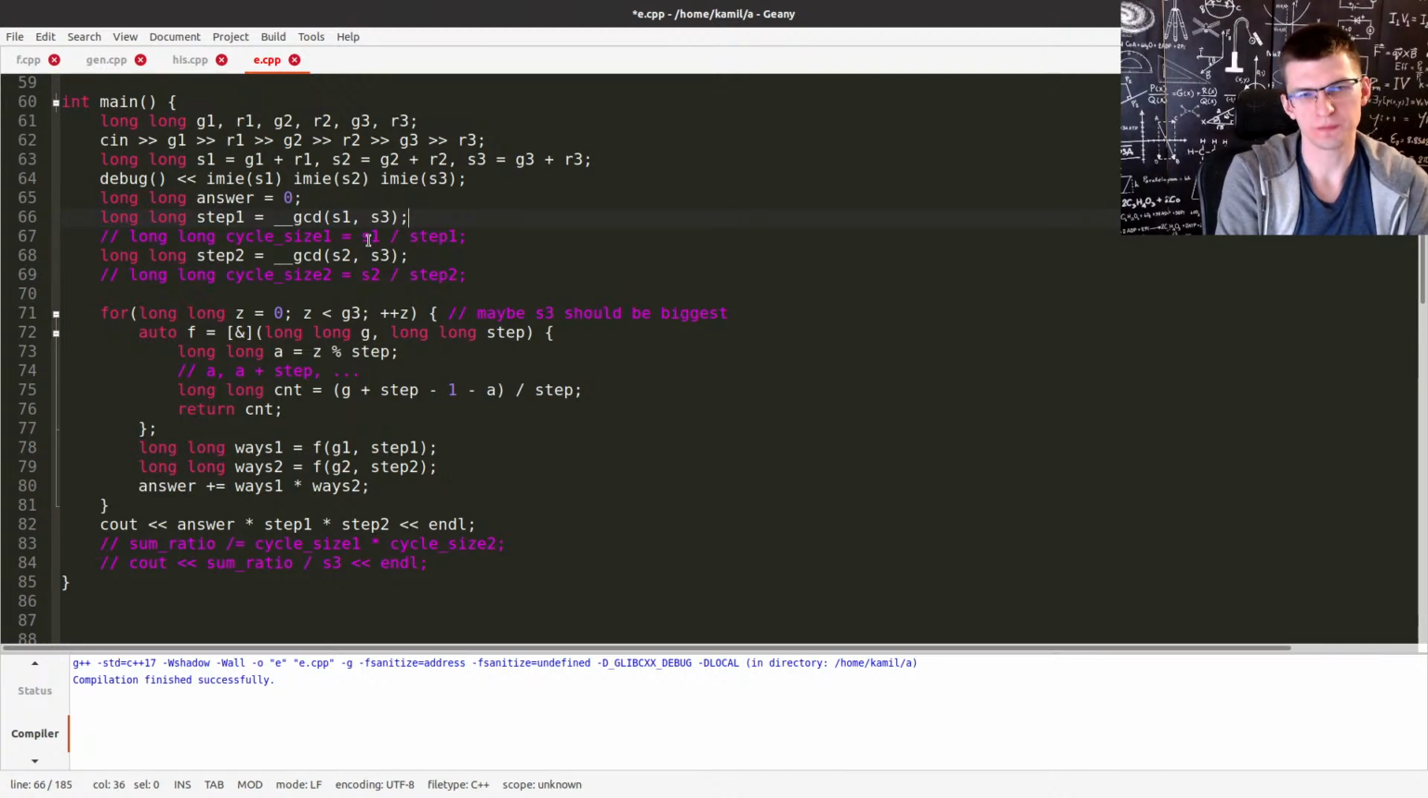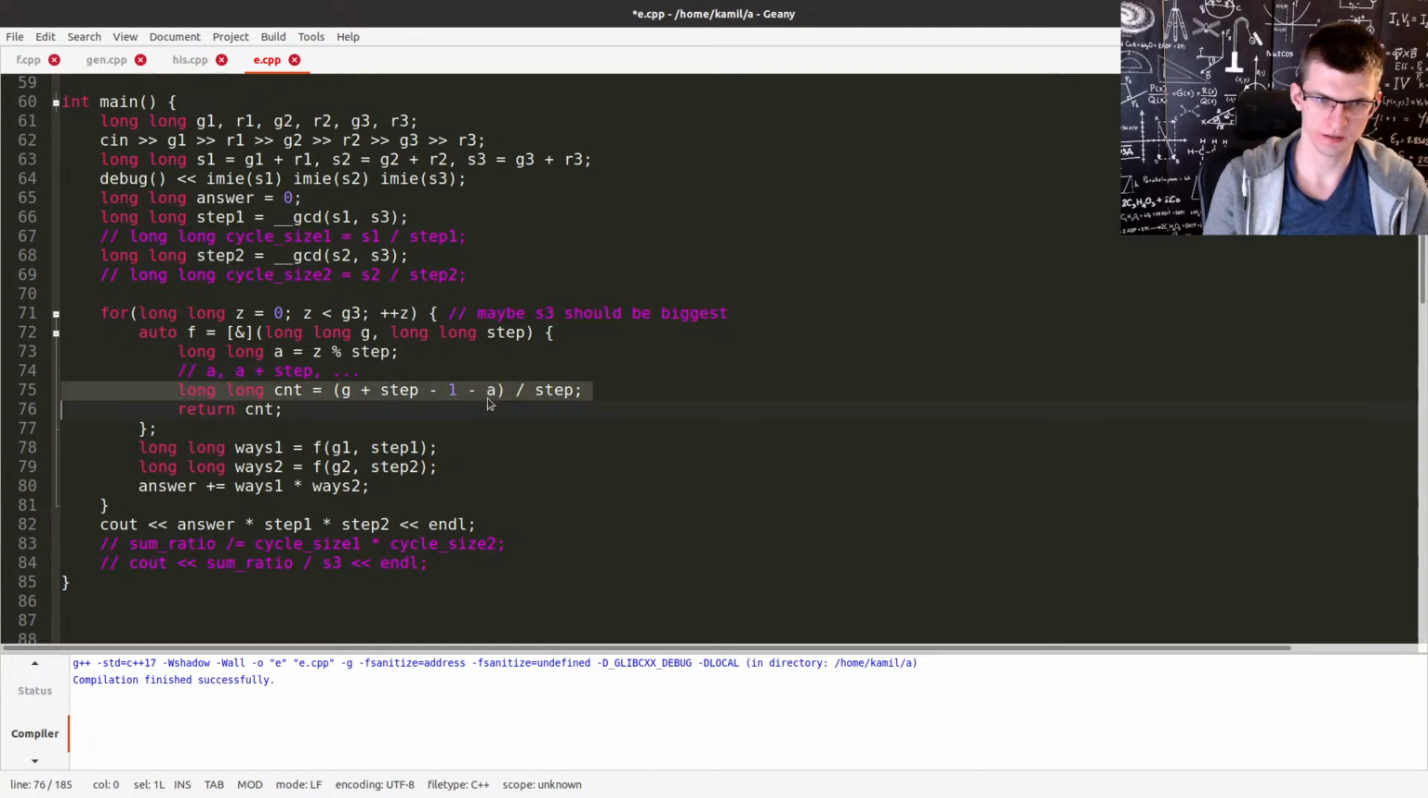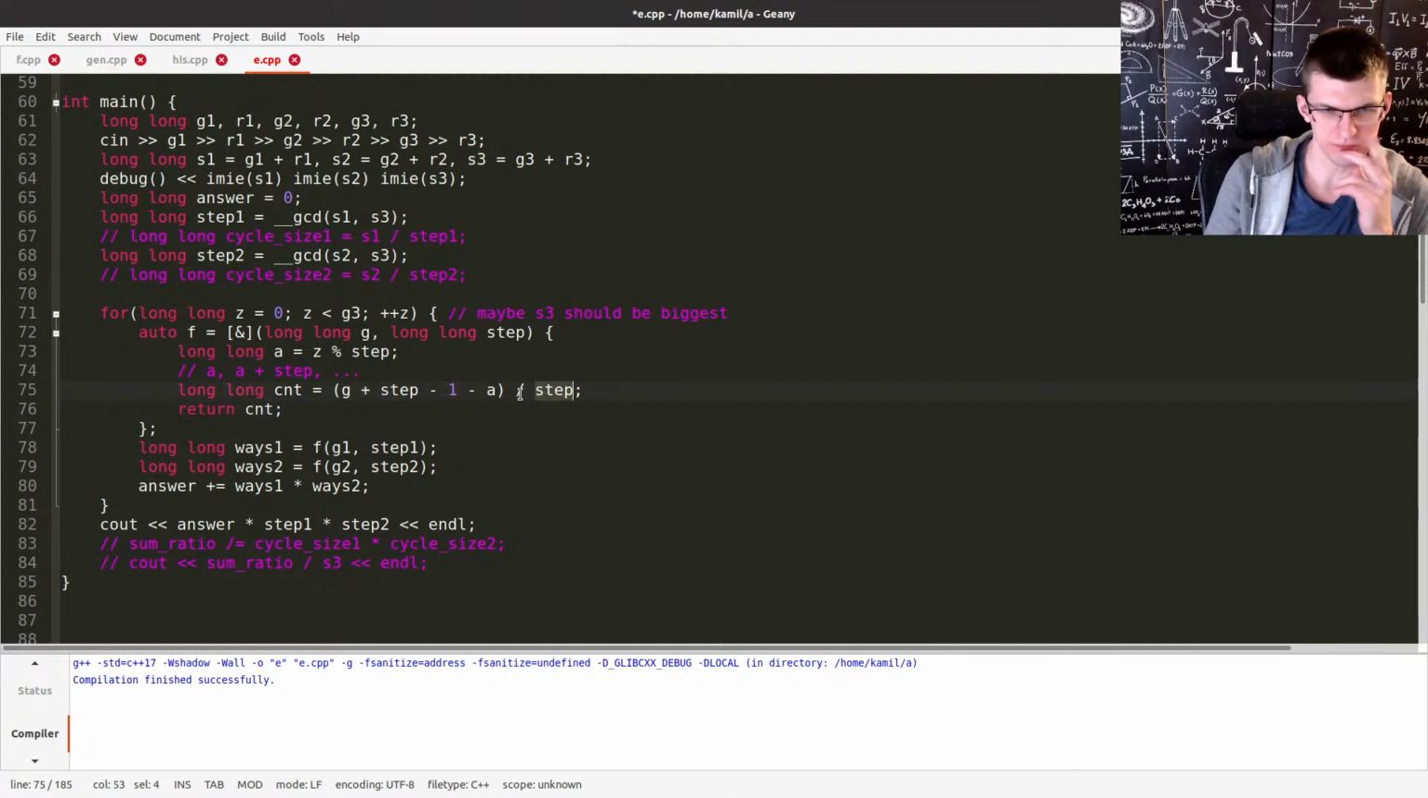Step 1 is cycle size for these values. Step 2 is cycle size for the second kind of values. Minus a. Step minus that. We start with this divided by step. After a few iterations, we get this decreased by 1. And then after every step iterations, we increase it by 1 again.